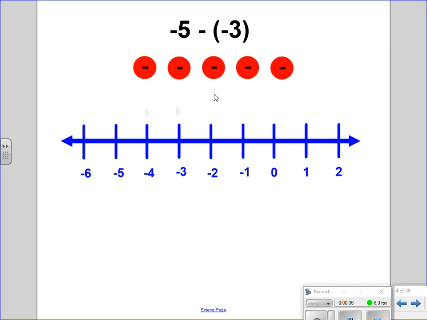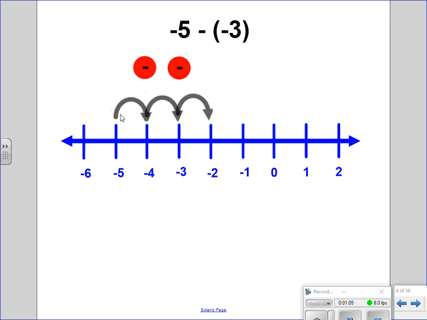Let's take a look at subtracting these signed numbers. We have 5 negatives, and we're going to subtract 3 negatives. In this case, we're taking away some of these negatives. Here's our 5 negative chips, and if we subtract 3 negatives, we would have 2 negatives left over. So obviously, negative 5 minus 3 of those negatives leaves us with 2 negatives, or negative 2.